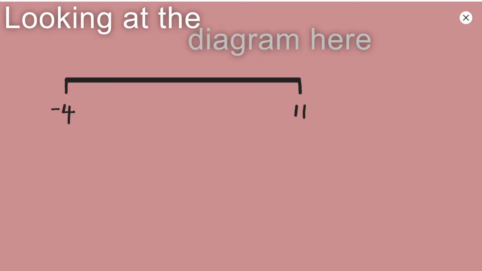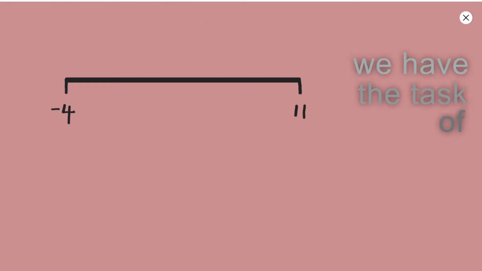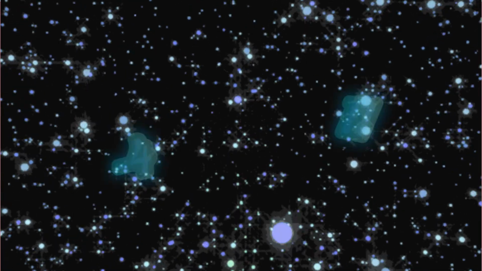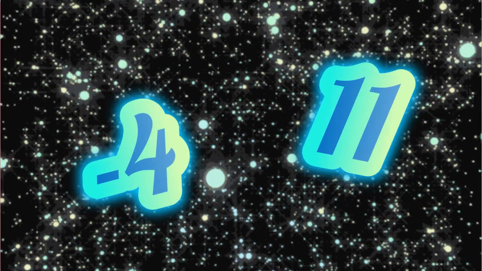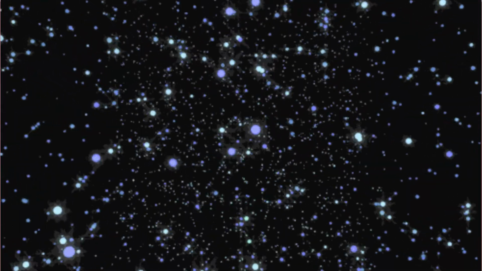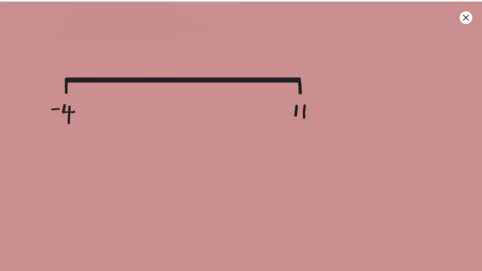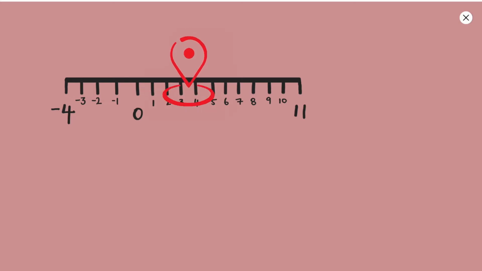Looking at the diagram here, we have the task of finding the midpoint of -4 and 11. If they're just two numbers out in space, it doesn't really have much bearing. What you'd need to do is get a ruler and some sort of measure, and split that down the middle. It's no harm in these cases to use the number line. As soon as the number line appears, we can see immediately, we get a better grip and an idea of roughly where the middle is, and at least a measure of where that is.